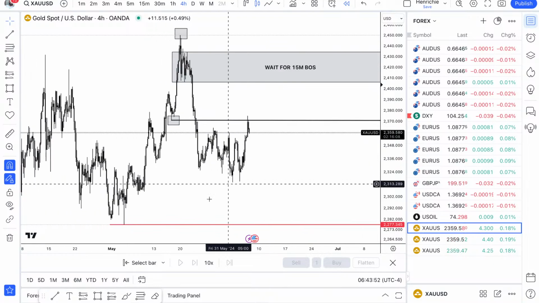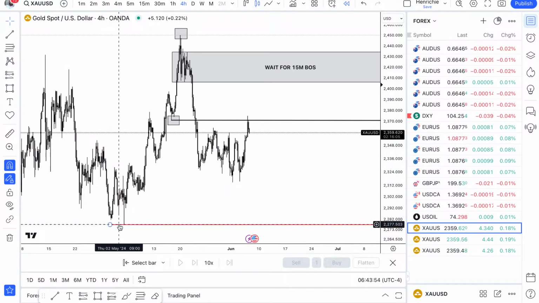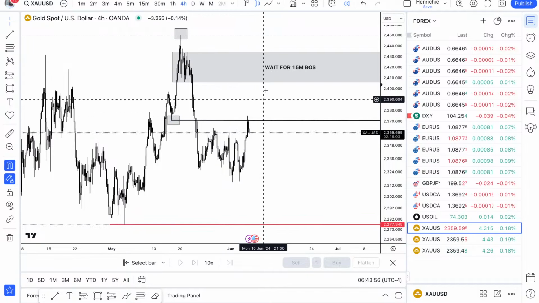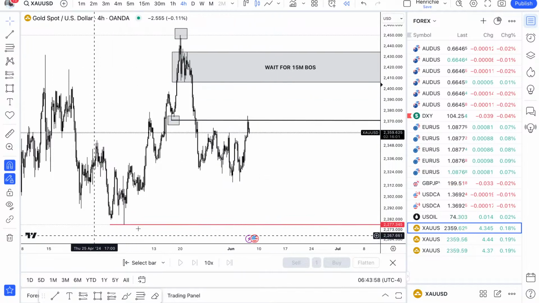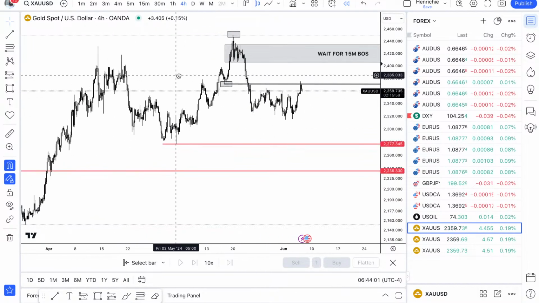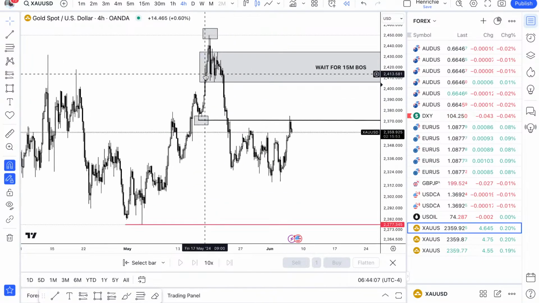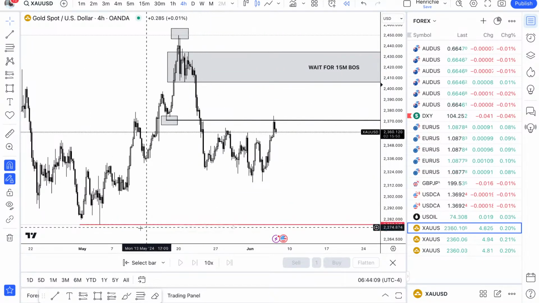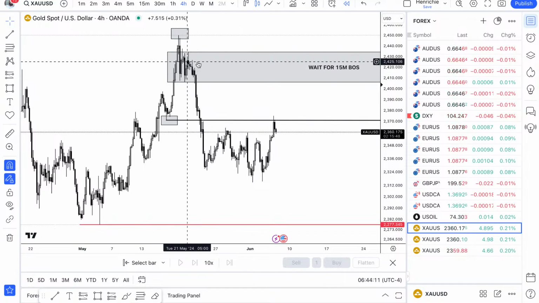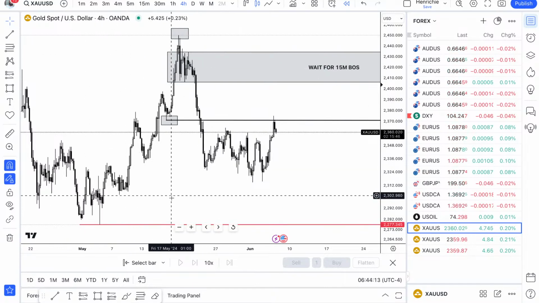But in the meantime, as you can see, this is my sell side liquidity on gold, and I wouldn't really be surprised if price comes up, rejects, and runs this sell side liquidity. So you can see how I derive my point of interest from monthly, weekly, daily, 4-hour, and now I've derived a point of interest and a draw on liquidity. So this is the point of interest, and this is the draw on liquidity.